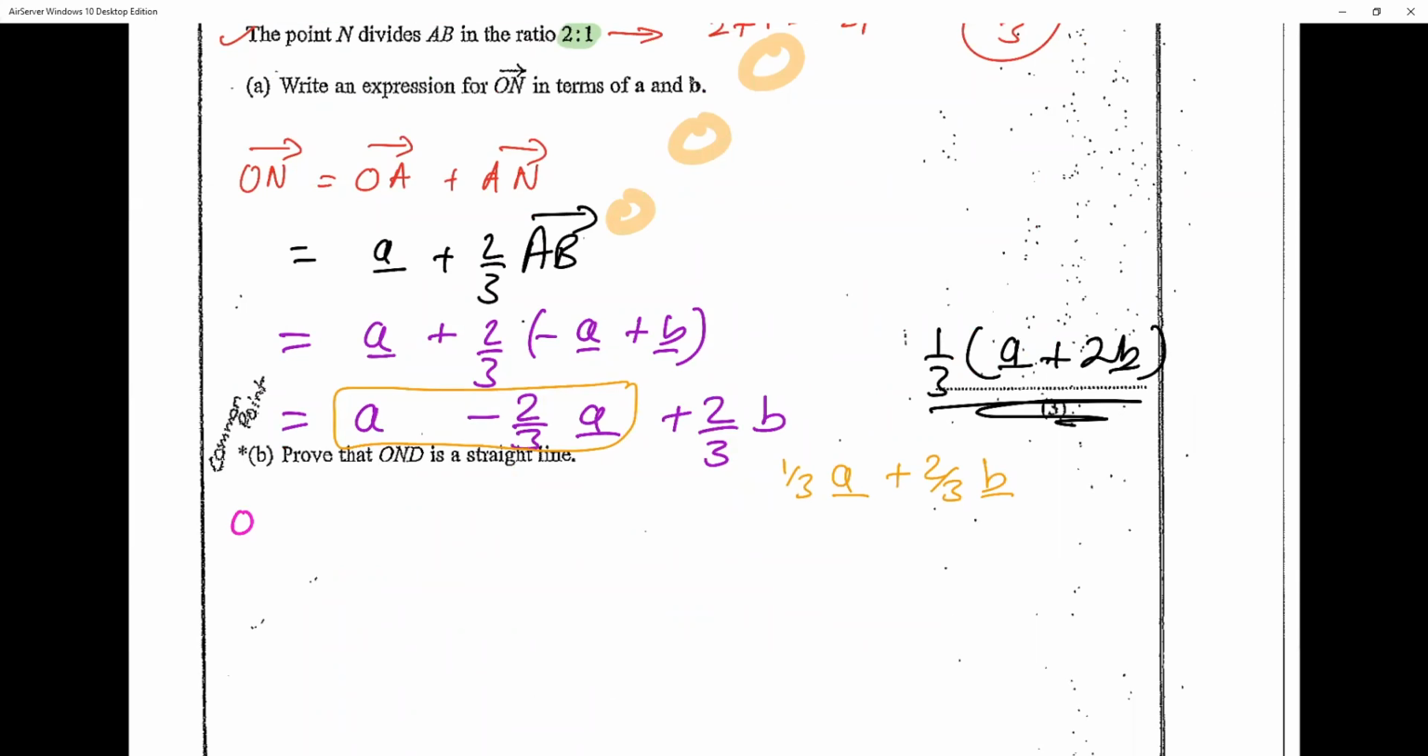So what line do we need to do now to prove O and D is a straight line? What's the next part of our proof? We need to work out O to D, because we've just worked out O to N. So O to D is what we need.